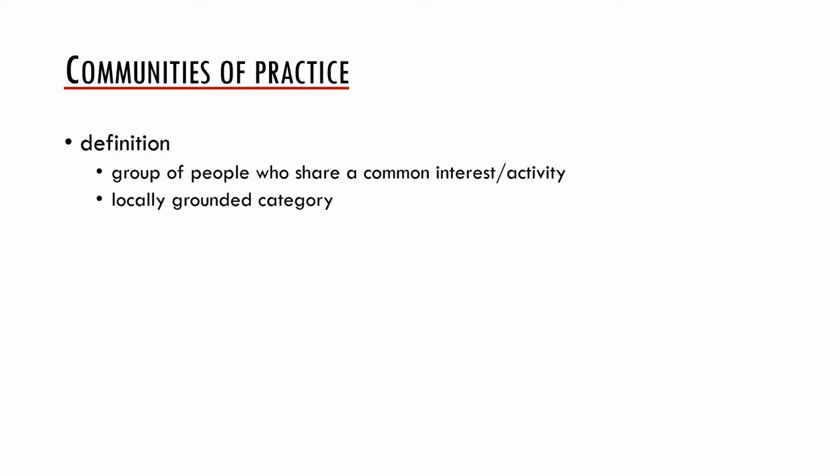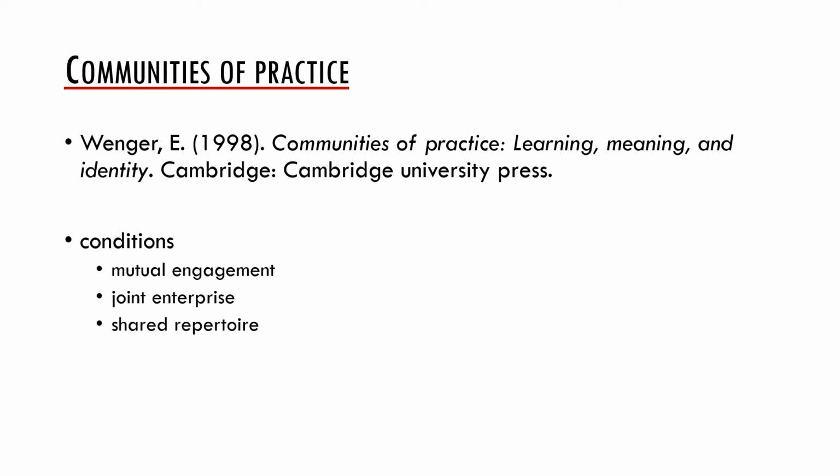In the group of football fans, there may be people from different social classes with different education and of different age and gender. The concept of community of practice was defined in the early 1990s by Jean Lave and Etienne Wenger. Wenger subsequently corroborated it in his book Communities of Practice: Learning, Meaning and Identity. Wenger defines a community of practice based on three conditions, namely mutual engagement, joint enterprise, and shared repertoire.